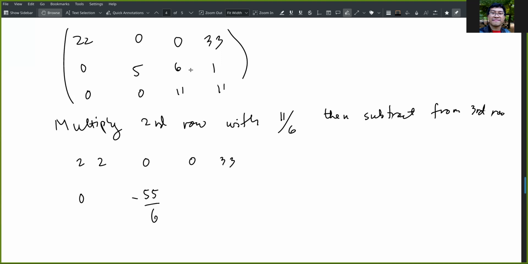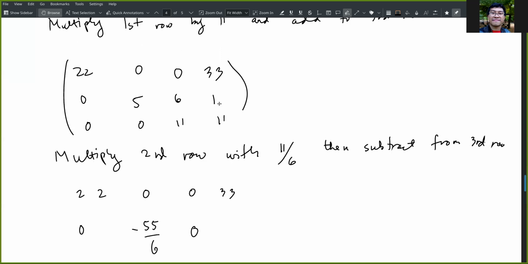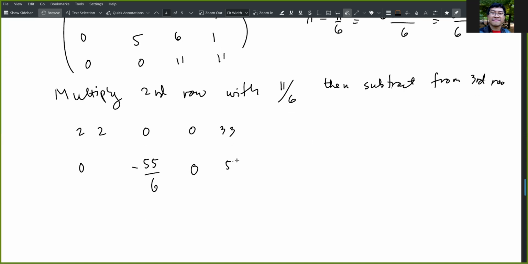Multiply 6 by 11 over 6 is 11. So 11 minus 11 is 0. And the last one here, 1 times 11 over 6 is 11 over 6. So 11 minus 11 over 6, that's 66 minus 11 over 6, or 55 over 6. So this is 55 over 6, and 0, 0, 11, 11.